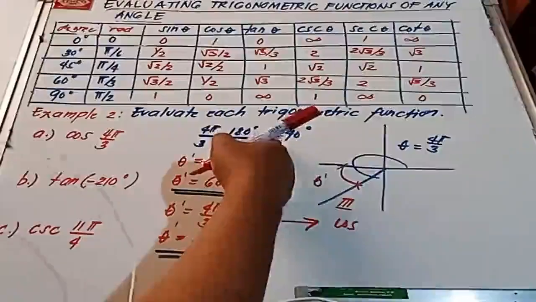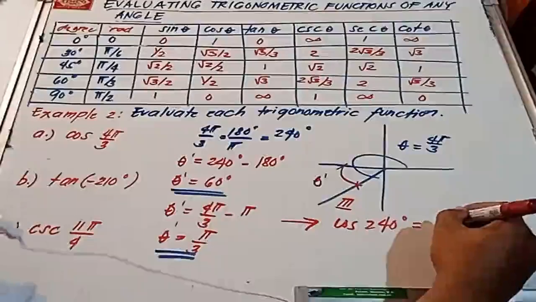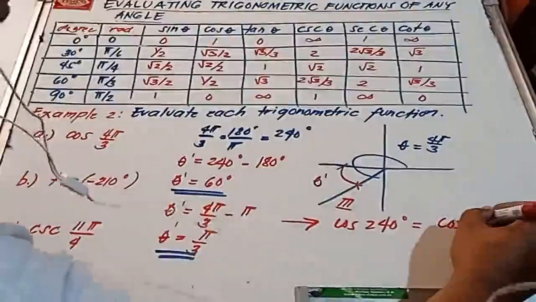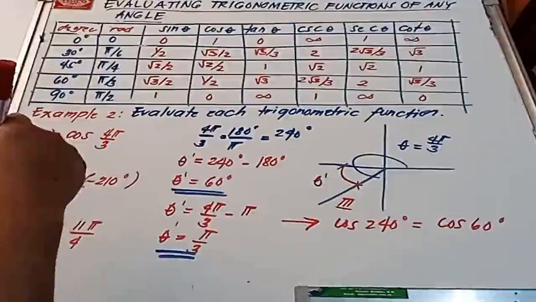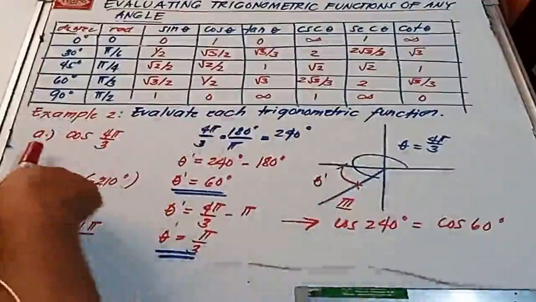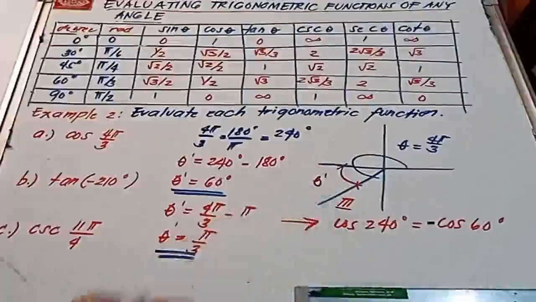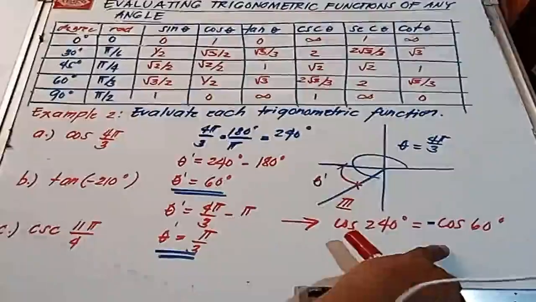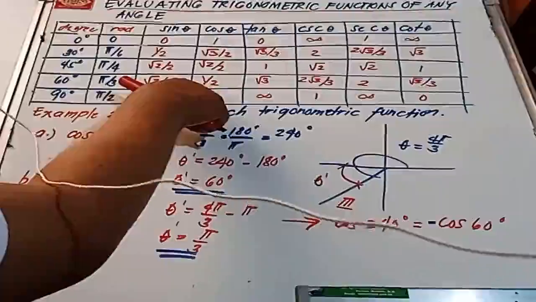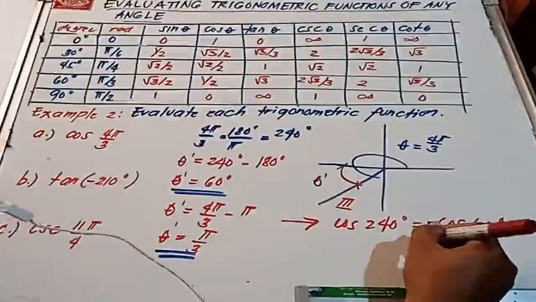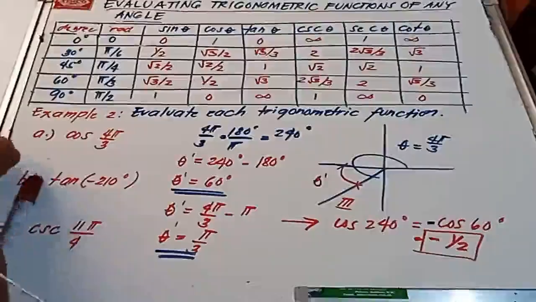Cosine, yun muna ang gawin natin, 240 degrees is equal to cosine, the reference angle, 60 degrees. But, siya ay nasa third quadrant at ang sign ng cosine sa third quadrant is negative. So, we're going to affix here negative sign. Okay? So, ano sagot natin? Using our table here, cosine 60 is 1/2. Okay? So, our answer is negative 1/2. Yun ang sagot natin for letter A.